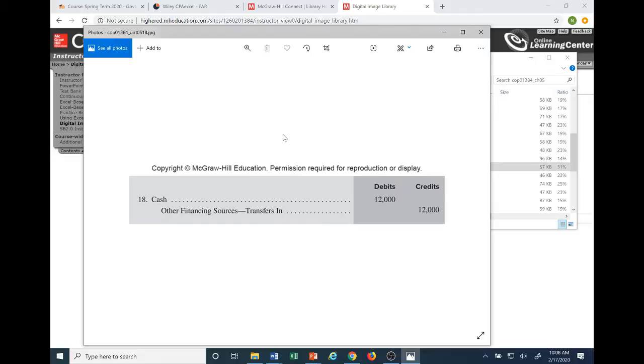So this is what the debt service fund would have done when the capital projects fund transferred that $12,000 premium. Then the debt service fund made the entry. They debited cash because they're receiving it. The asset, it's going up, $12,000. Credited other financing sources, transfers in for $12,000. Right? Simple enough. We know that.